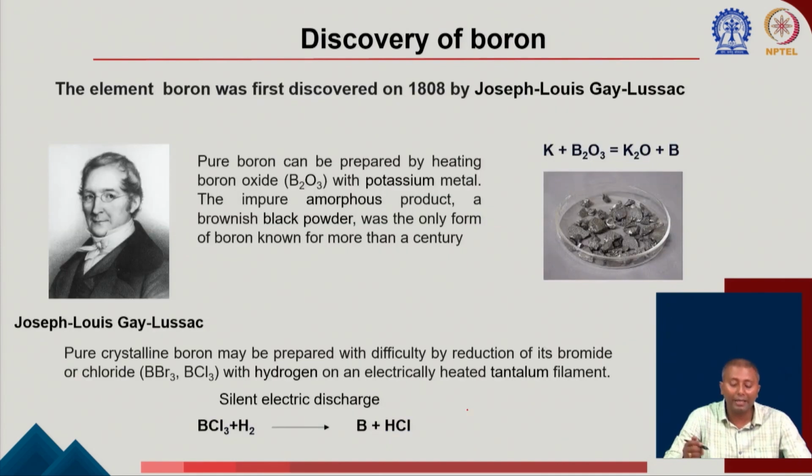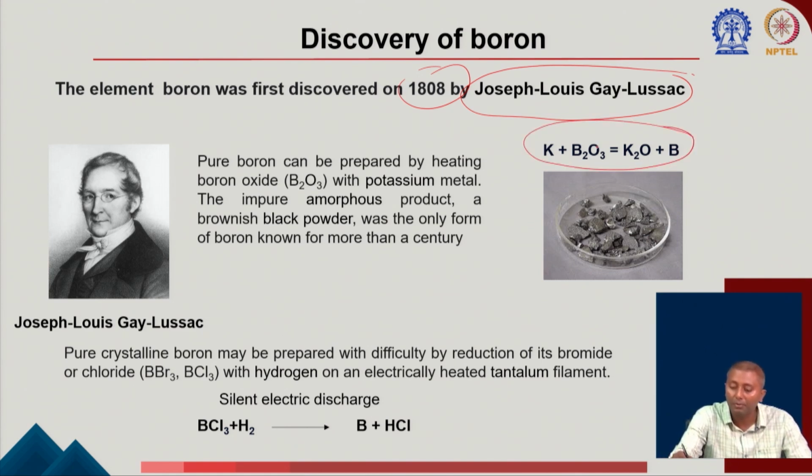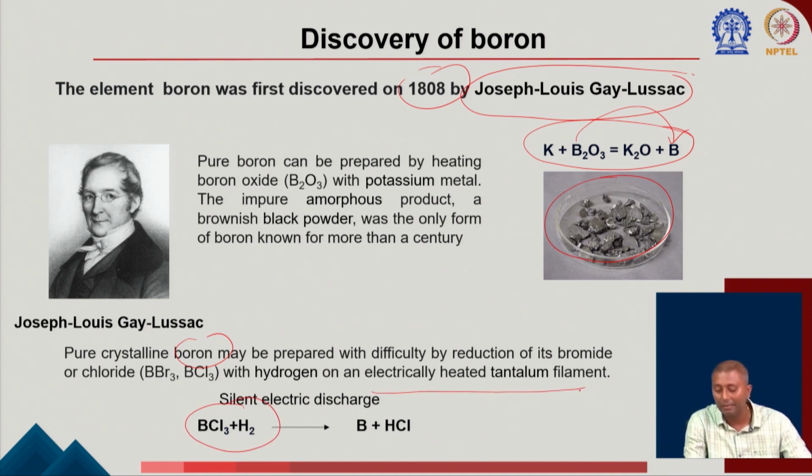The element boron was discovered by Joseph Louis Gay-Lussac in 1808. You can see the reaction is potassium with boron oxide, where from B2O3 it gives elemental boron. This is the picture of it. You can see it's an impure amorphous product with a black color. After that discovery, pure crystalline boron can also be prepared by another method, starting from BCl3 with hydrogen in an electrically heated tantalum filament. If you take BCl3 in a silent electric discharge, it can generate boron as well.